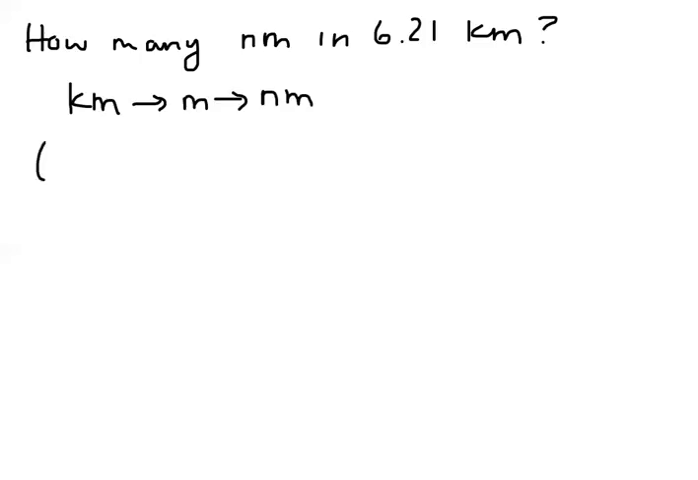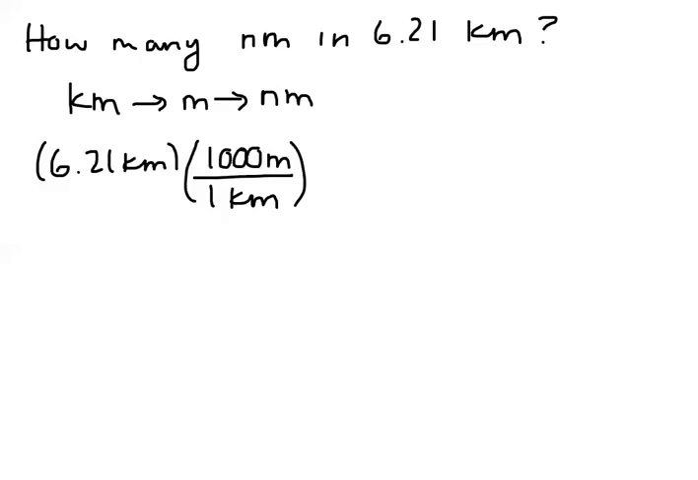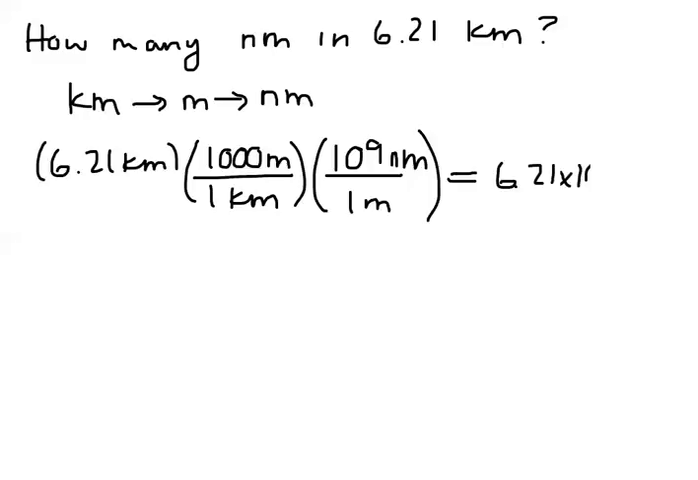Which means I'm going to start out with 6.21 kilometers. I'm going to put a kilometer on the bottom. 1 kilometer is 1,000 meters. 1 meter is 10 to the 9th nanometers, which means my answer is going to be 6.21 times 10 to the 12th nanometers. Which is a very, very big number, which is what we figured out we should have. Question?